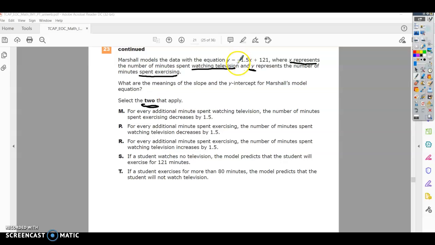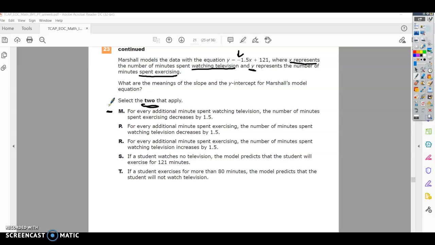So the slope is negative. x represents the number of minutes watching TV. So for every additional minute spent watching TV, the number of minutes spent exercising decreases by 1.5. So that sounds reasonable. It is a negative slope, so it is decreasing. So this looks like this could be a good answer.